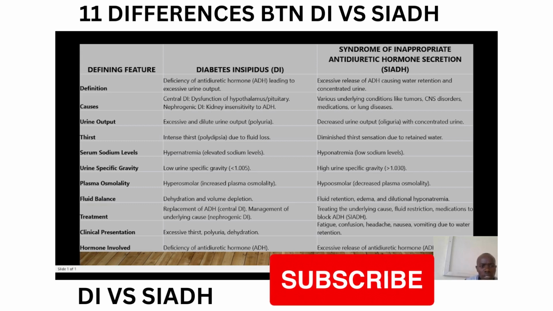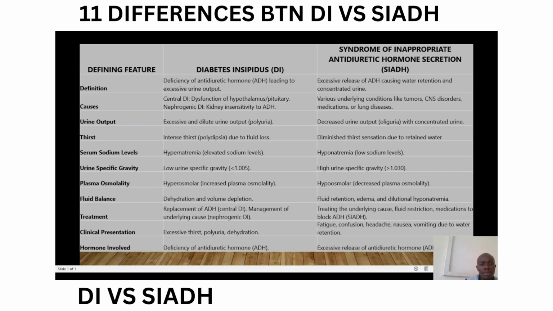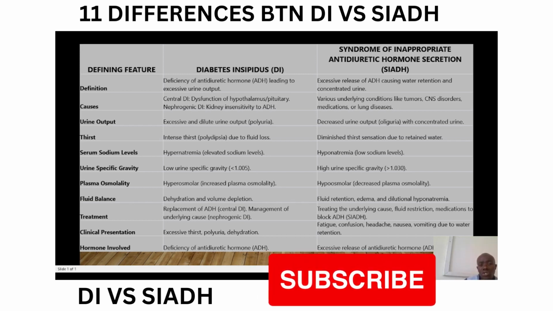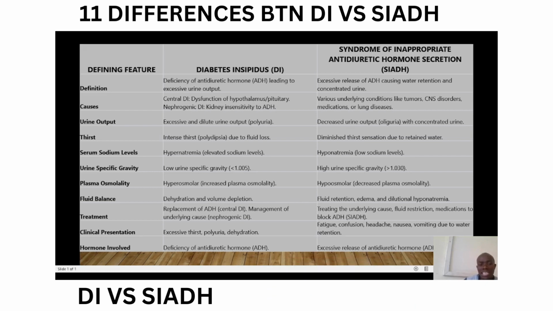For the common causes, diabetes insipidus could be caused by brain injury, tumors, surgical trauma, or genetic conditions. Whereas syndrome of inappropriate ADH could be as a result of lung diseases, brain injury, tumors, medication, or certain conditions affecting the hypothalamus or the pituitary gland.